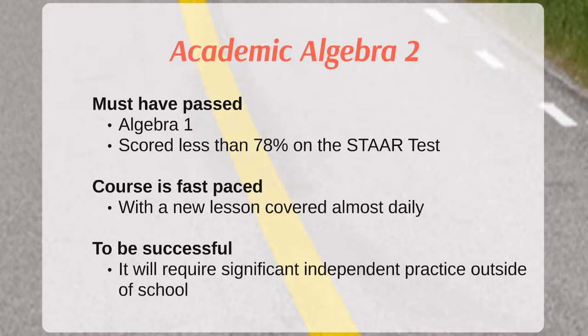Now let's take a look at the academic class. You still must have passed Algebra 1, and these would be for students who scored less than a 78% on the Algebra 1 STAR test. As we stated previously, it is still a very fast-paced course. We teach almost a new lesson daily, and in order to be successful, it does require a significant amount of independent practice outside of school in order to master the concepts.